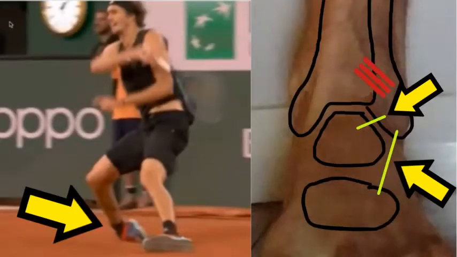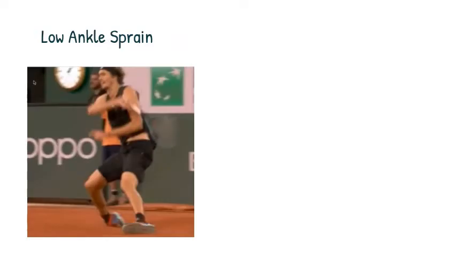Today we're going to profile the injury to Alexander Zverev that occurred in the semi-final against Rafael Nadal. He suffered what's called a low ankle sprain. We're going to go through what ligaments he injured during the injury and how bad it is. So as I said, he did a low ankle sprain.